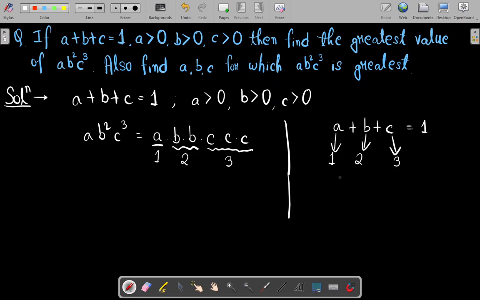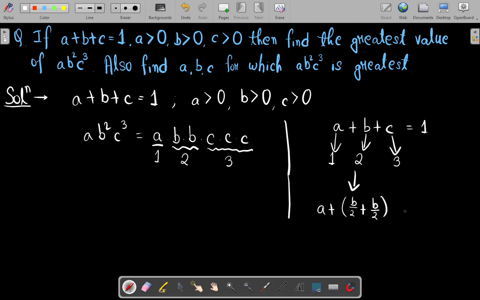So that can be done if we rewrite this as a plus, if we divide this b into two parts, as b by 2 plus b by 2. Half plus half, right? If we sum this we get back b, right? But now this is divided into two parts. So when we multiply a times b by 2 times b by 2, at least in the numerator we get a b square, right?